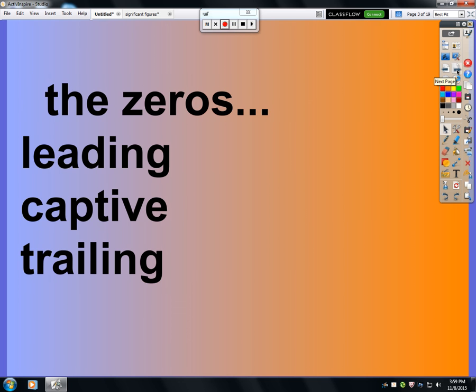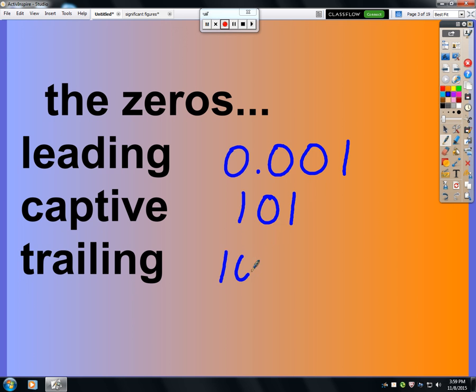So, what kind of zeros are there in numbers? Well, there's leading zeros. Zeros that are in front of a number, like 0.001. There's captive zeros that are in the middle of a number, like 101 Dalmatians. And there's trailing zeros, like I teach about 100 students, or I teach 100 students exactly.